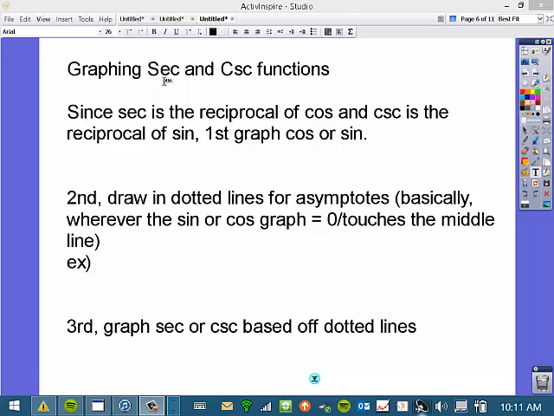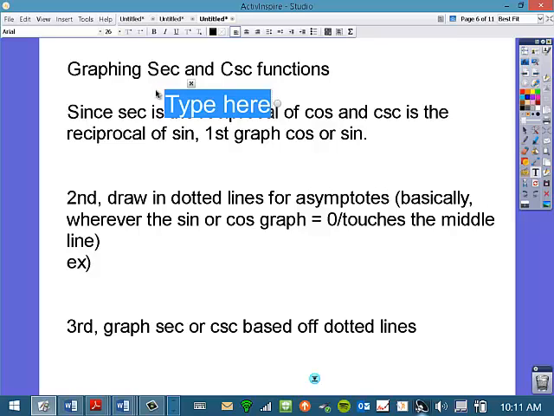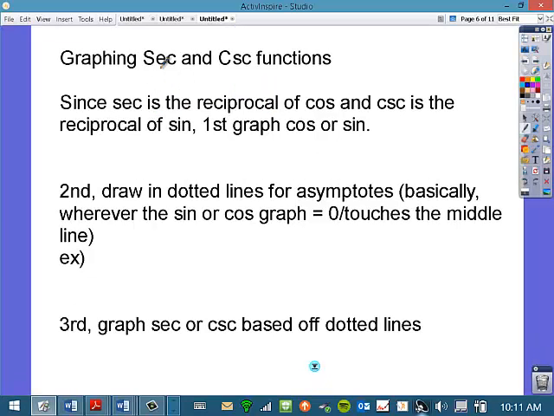To graph secant and cosecant functions. Secant is the reciprocal of cosine, so 1 over cosine. And cosecant is the reciprocal of sine, so 1 over sine. So when we're graphing cosecant and secant, it's smart to start by graphing cosine or sine.